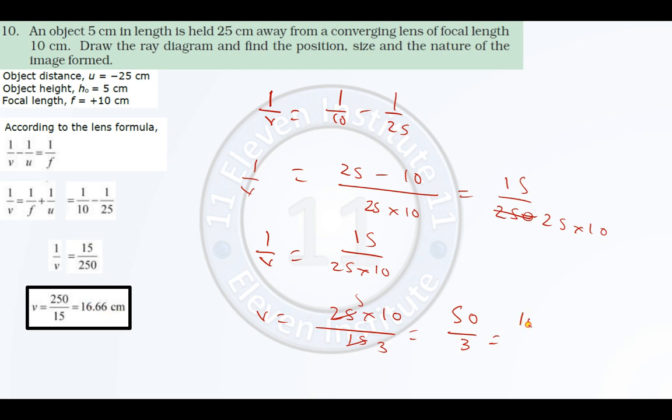Right, or you can divide 100 by 6. In that case also, you get 16.66 centimeters. I hope this is clear to you. Yes, let us now move ahead.